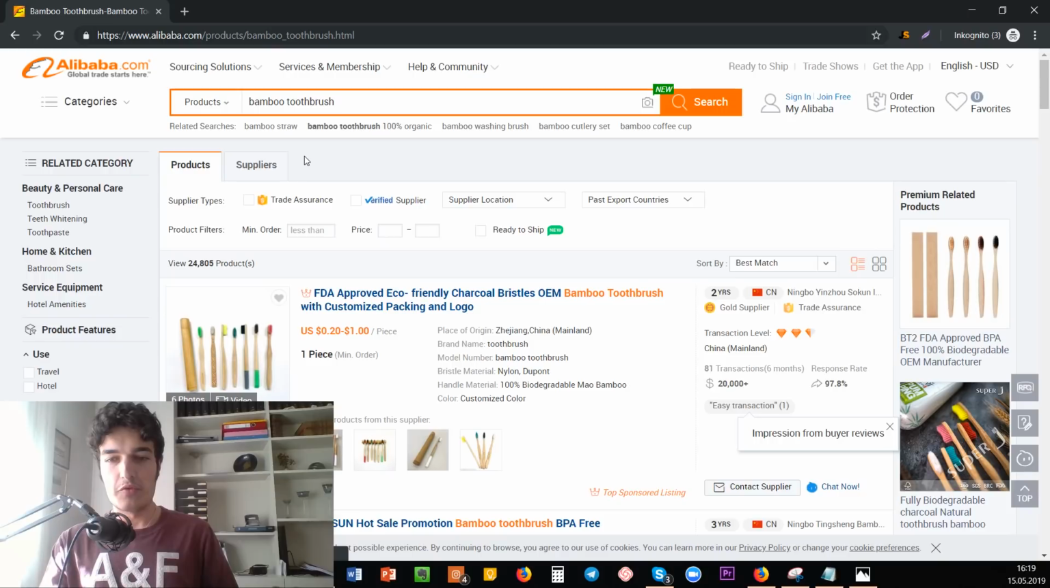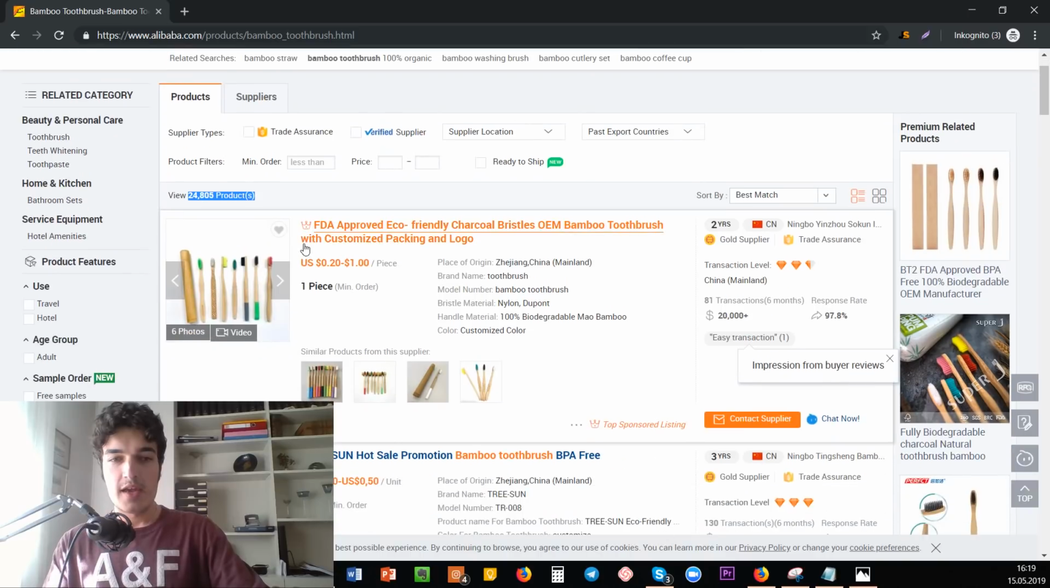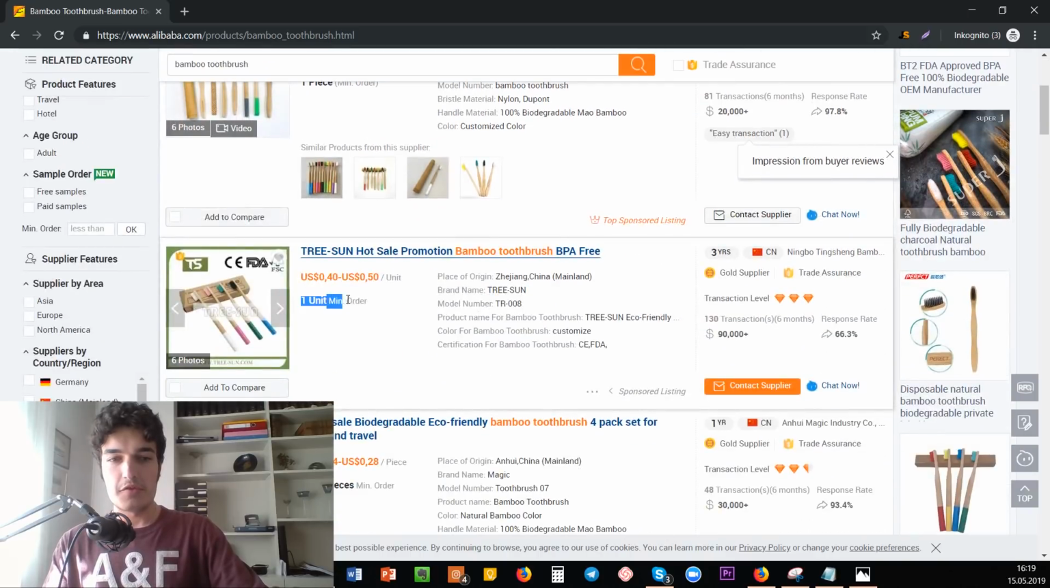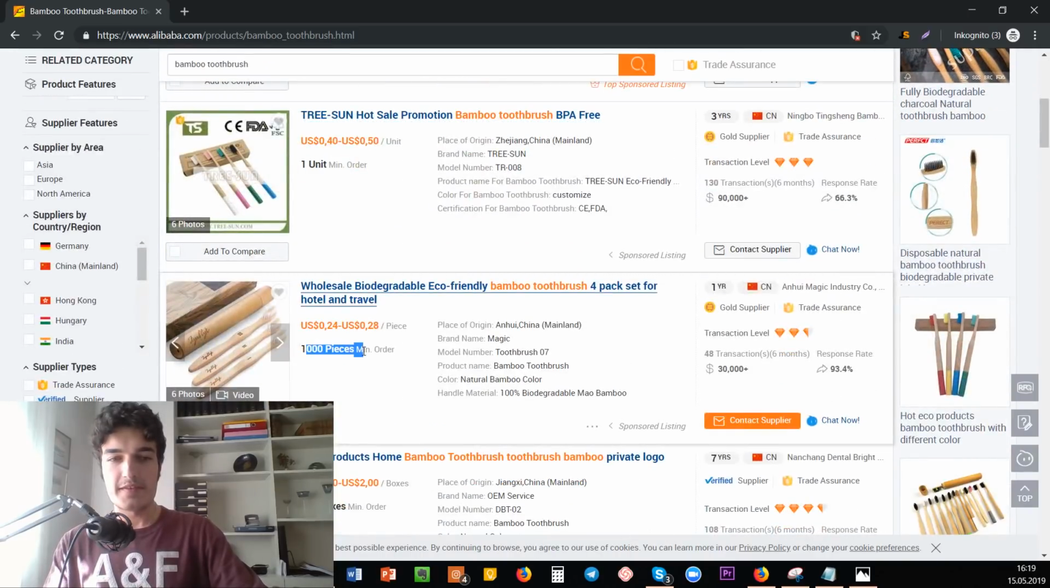And of course, there is a certain limit. Not every product will be dropshipped. If it's super cheap, super small, chances are that it doesn't make sense in the first place. But the thing is that when you look for a product, you see here how many products there are for this search query. And you also see the minimum orders of the different suppliers. So here it always says one piece.